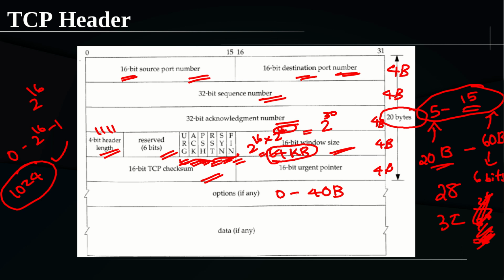The option field is 0 to 40 bytes, and one thing that we can store in the option field is the window scale factor, like the 14 bits I explained. And there are other cases also. We will see what the different options are, and followed by that we have the data.